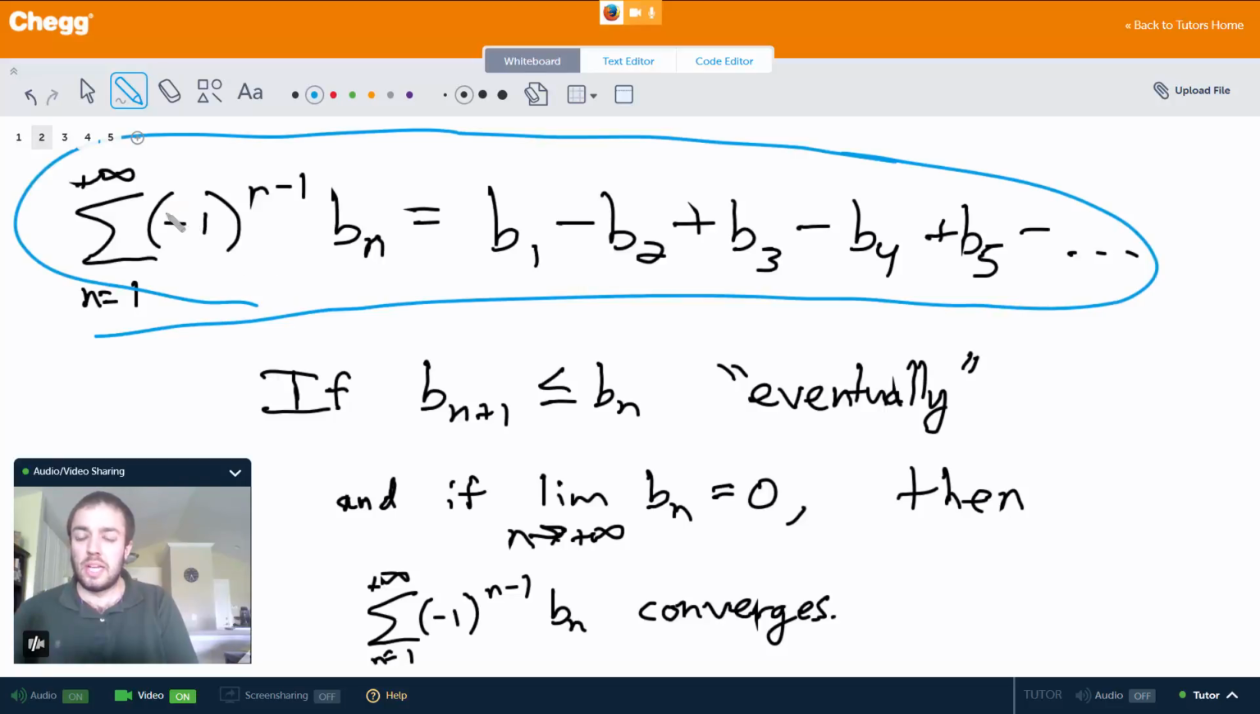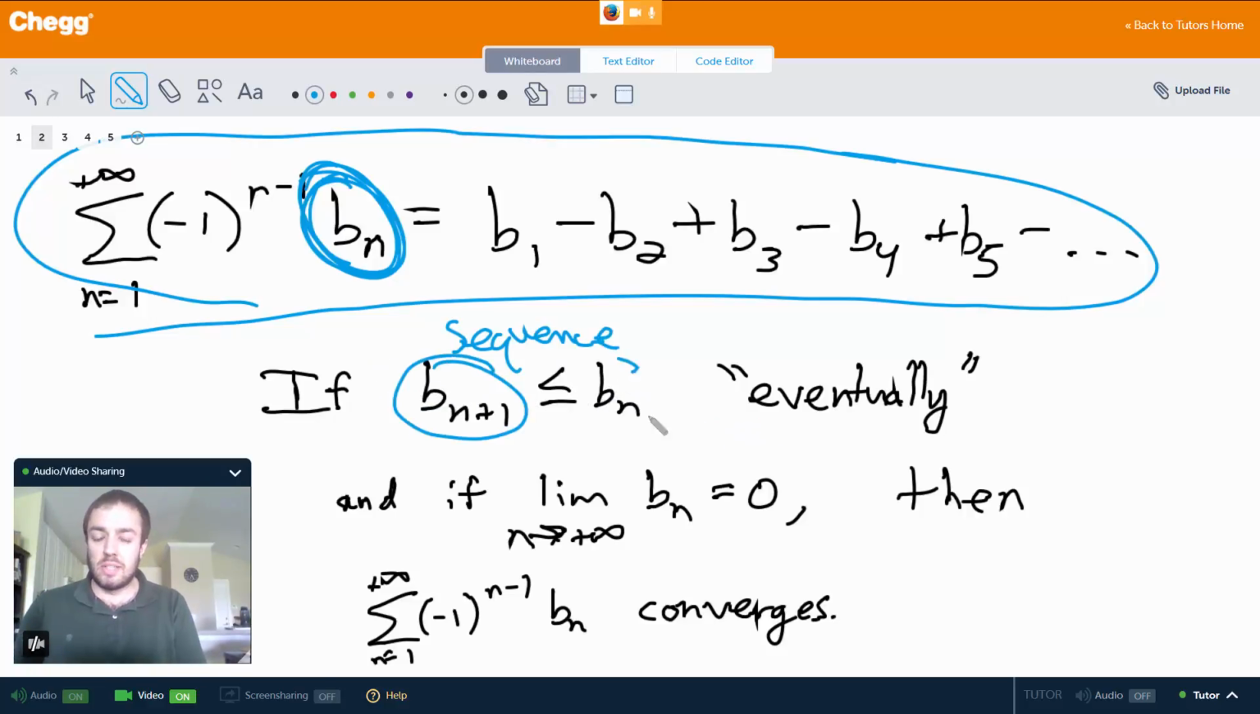in this general form, negative 1 to the n minus 1 times some pattern b sub n, and we're summing that from n equals 1 or whatever to infinity, then if the sequence b sub n is eventually decreasing, in other words, if b sub n plus 1 is less than or equal to b sub n eventually, so what do I mean by eventually? Well, that just means that for the first few, however many finite terms, it's okay if this is not satisfied. All that we need is that eventually for every n past a certain point, we need to have this be true.